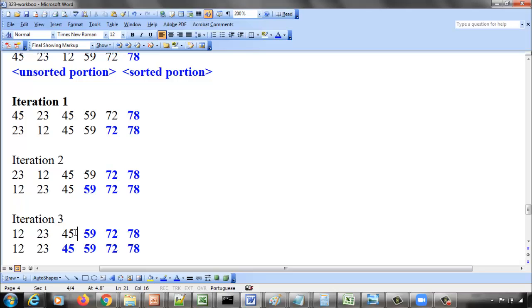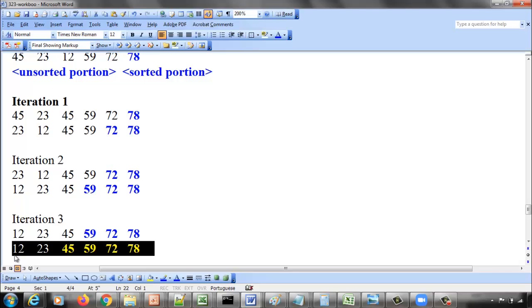23 with 45, no need for a swap. And that's the last element, 45. So in the two comparisons in the unsorted portion, there was no need for any swap. That means the unsorted portion that we had to begin with in iteration number 3 is already sorted by now. So what we end up having here is the final sorted array.